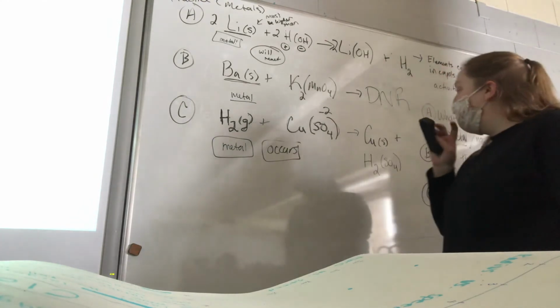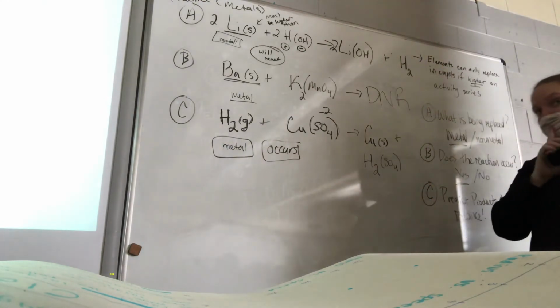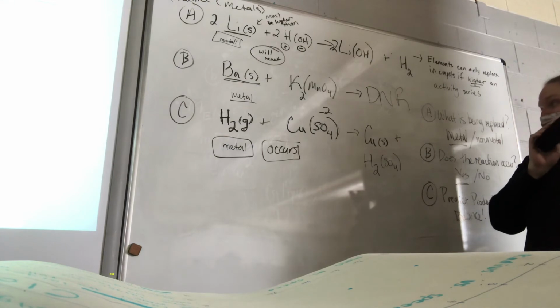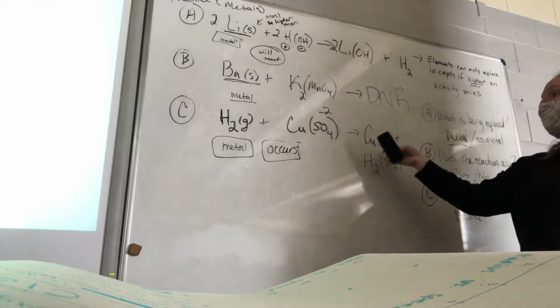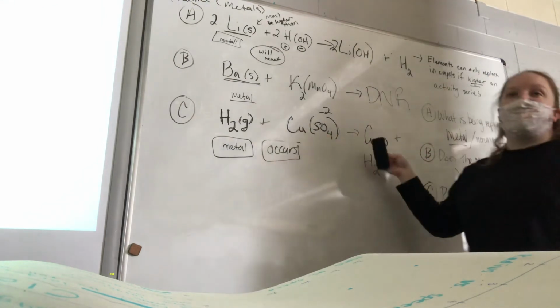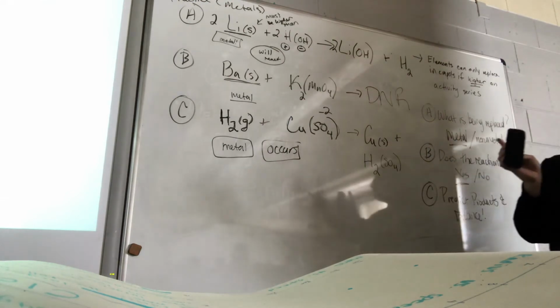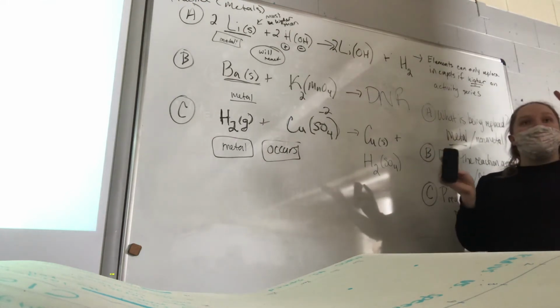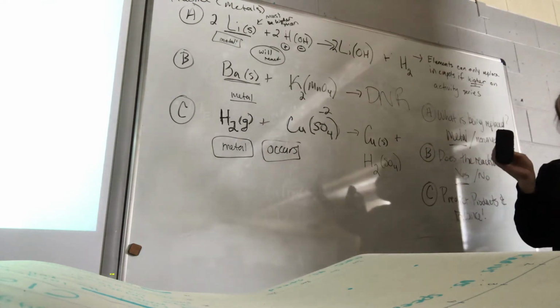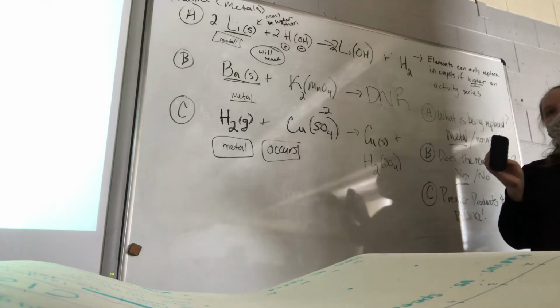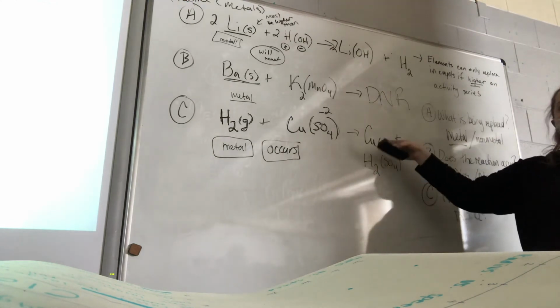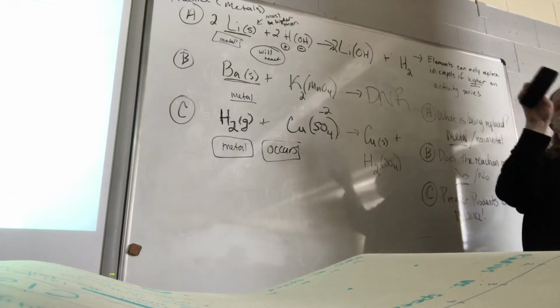Yes? How do you know to put the solid behind copper? Oh, anytime a metal does that, it's going to be a solid. That's a me thing, that's not a you thing. You can assume that if it's a transition metal or any of the metals in groups 1 or 2, it's going to be a solid when it's in that form by itself. Okay? It's called elemental, if you will.